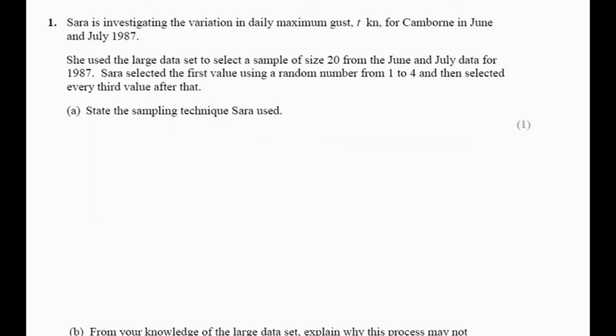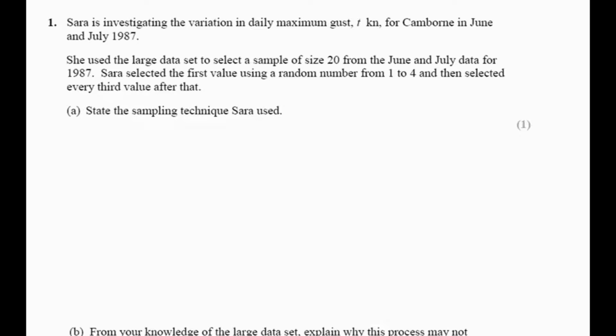Question 1. Sarah is investigating the variation in daily maximum gust for Camborne in June and July 1987. She used a large data set to select a sample of size 20 from the June and July data for 1987. Sarah selected the first value using a random number from 1 to 4 and then selected every third value after that. State the sampling technique Sarah used.